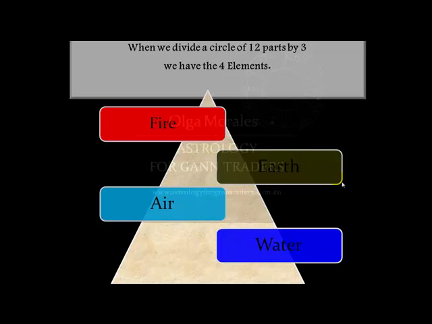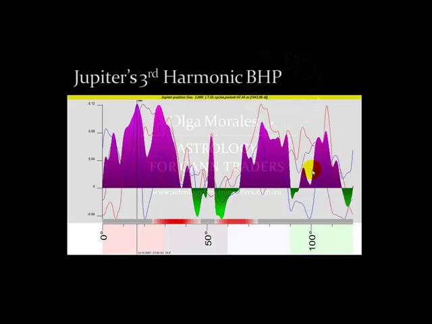Now let's have a look at when we divide a circle of 12 by 3 parts, which is a third harmonic, we have 4 elements. So we get fire, earth, air, and water. What I'm presenting here is Jupiter's third harmonic on BHP. BHP is a big mining company in Australia, and we want to see basically that the third harmonic of Jupiter is actually almost 4 years. So that equals 48 months or 1,444 days. Isn't that a groovy number? Gann people love that number.